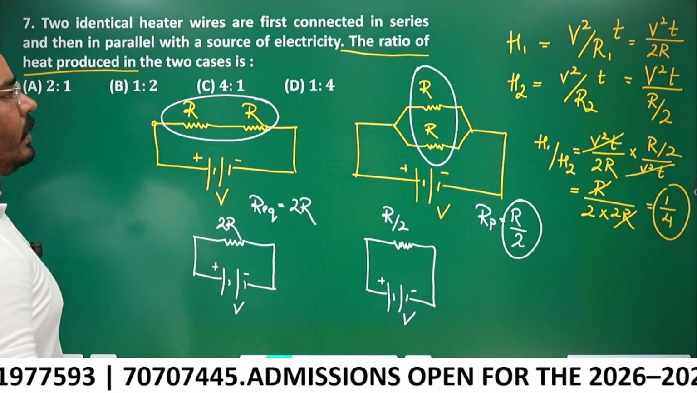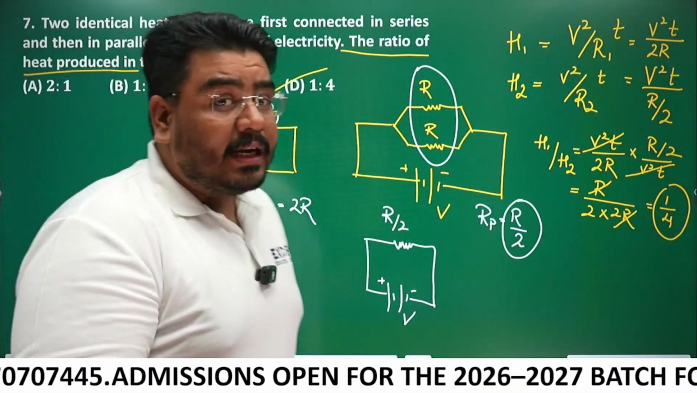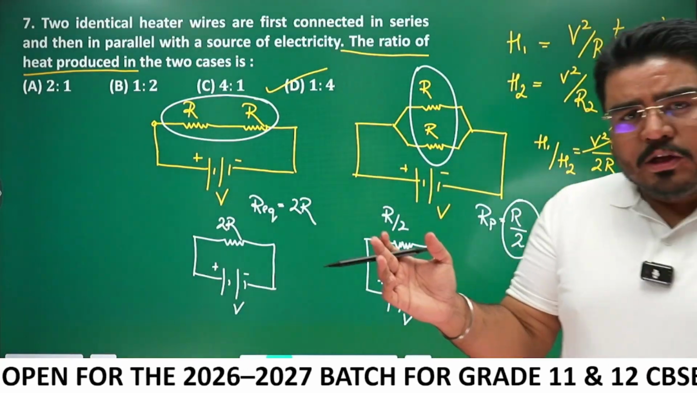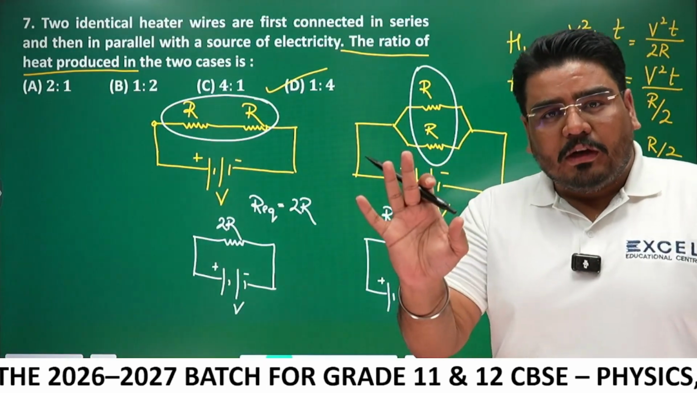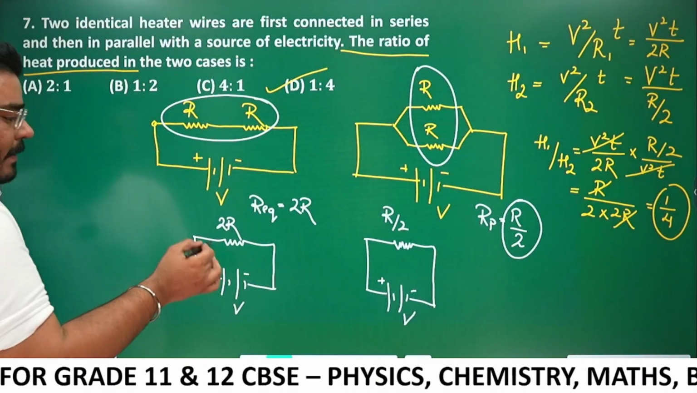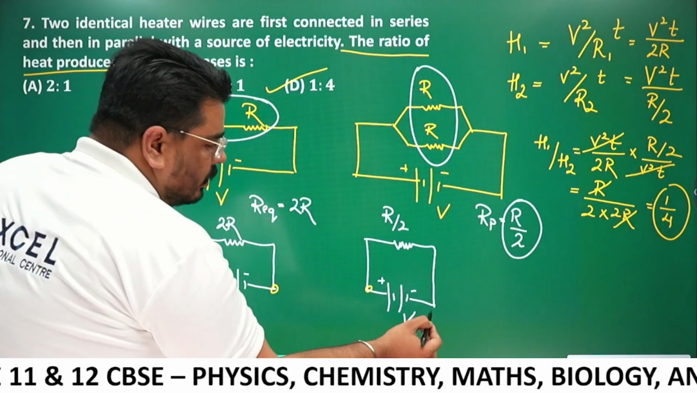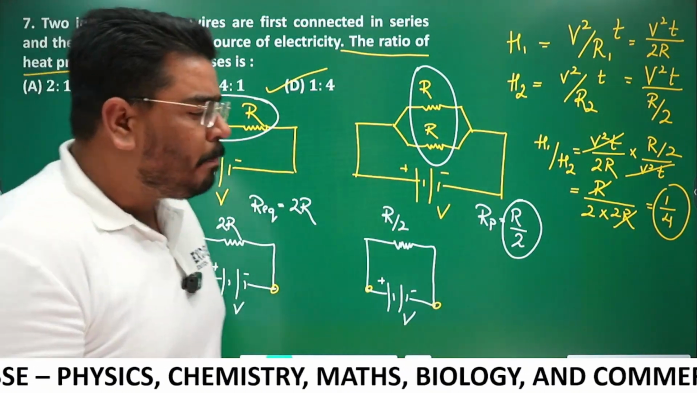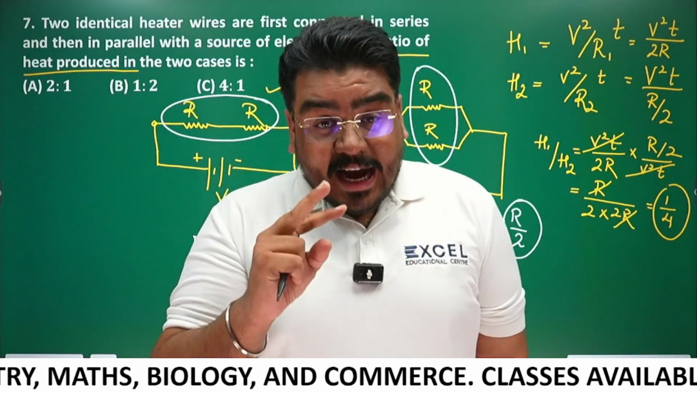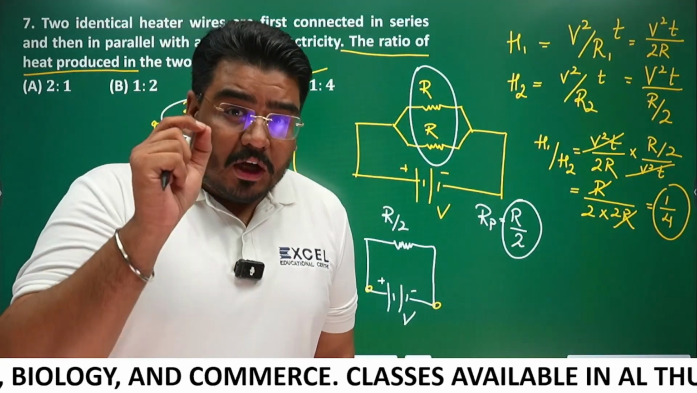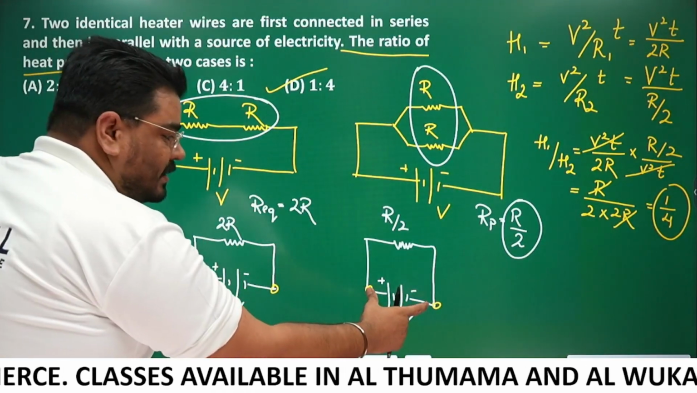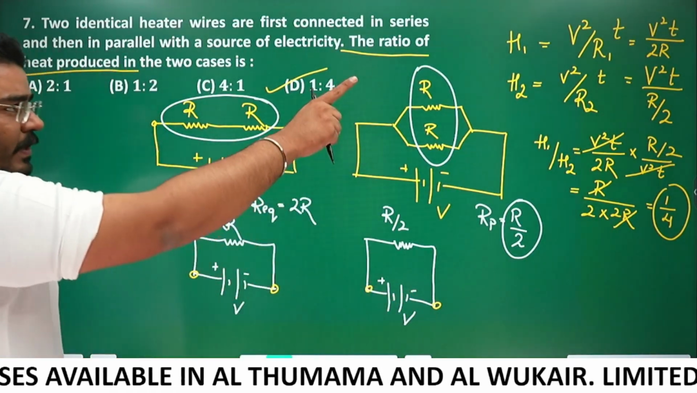My dear students, check it out. The ratio of heat, assuming that time is the same, which they have not mentioned, but we will believe that, right? If it is not given, we will believe that the time for both of them will also be the same. Resistance was different, so we used V square by R, because they are both connected across the same battery, 2R and R by 2. I hope you understood why I used the formula V square by RT. Why did I not use the formula I square RT? Because, my dear students, current was not the same in both cases. Voltage was same, so we use the formula V square by RT.